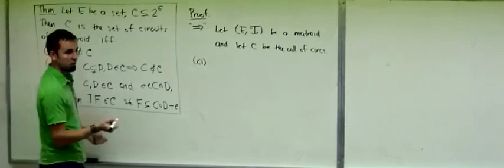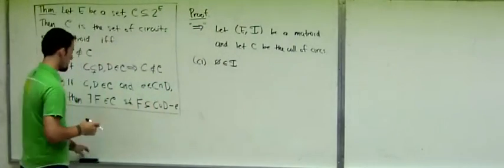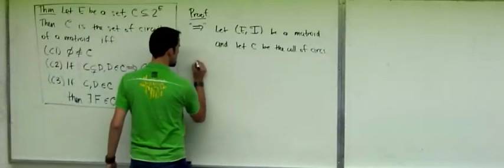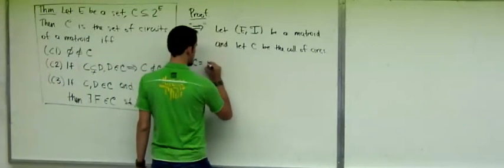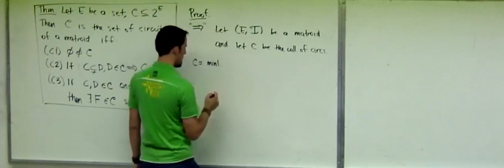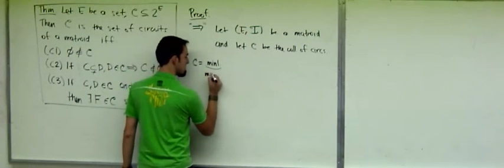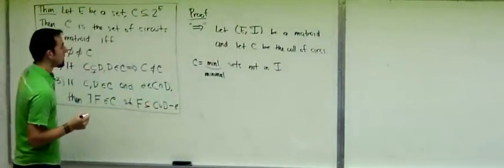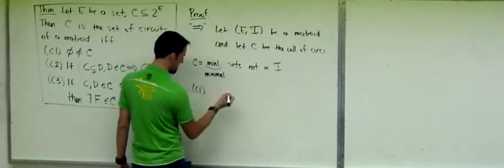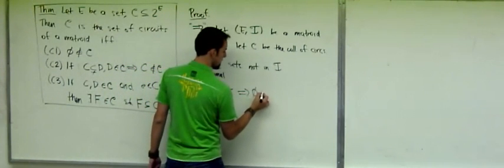The empty set is not a circuit. Why? Actually, before I say this, let me explicitly remind you that the collection of circuits is basically the minimal dependent sets. I should also tell you that I'm going to do this very often. People often do this: m-i-n is short for minimal. Minimal sets which are not independent, so minimal sets not in I. So the first axiom that I need to check is clear, because the empty set is independent. It's not a circuit.